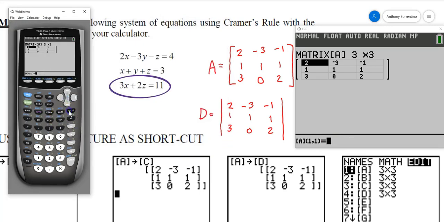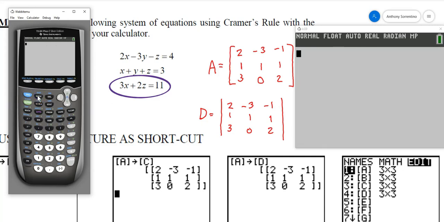Let's clear this out of here. Just say that's 2 again. So you want to make sure before you start trying to do any calculations, you get out of this edit menu before you do anything.